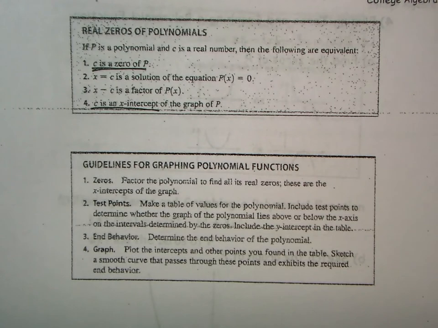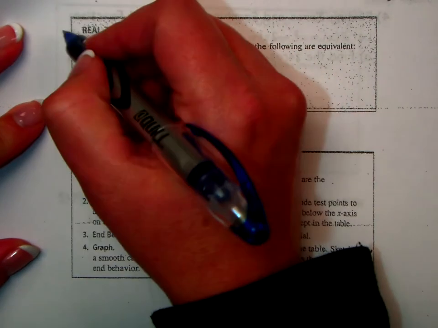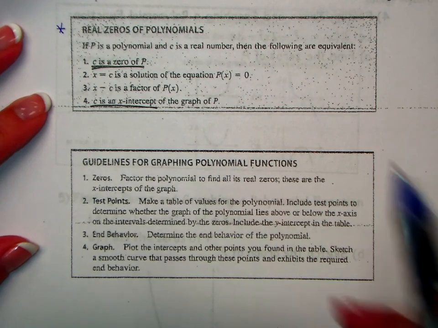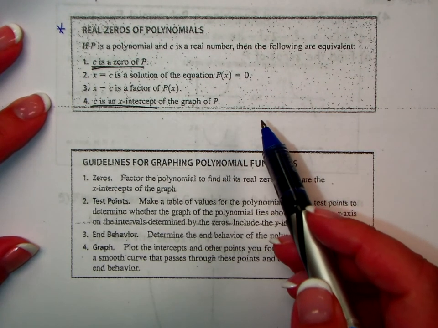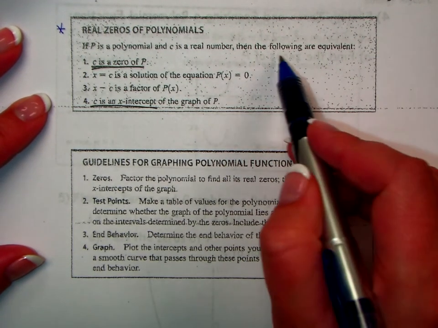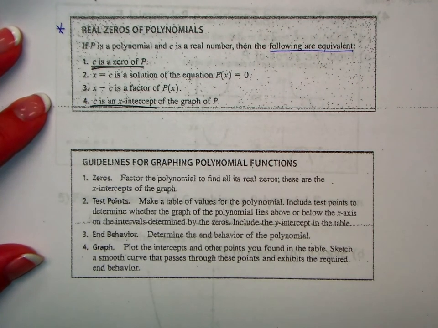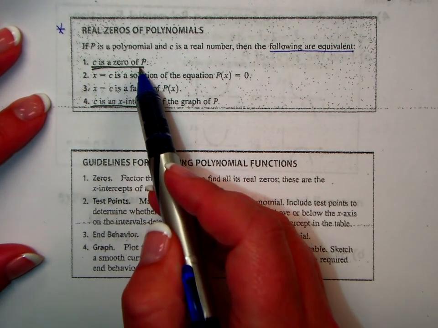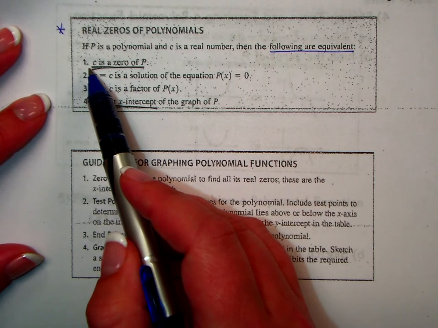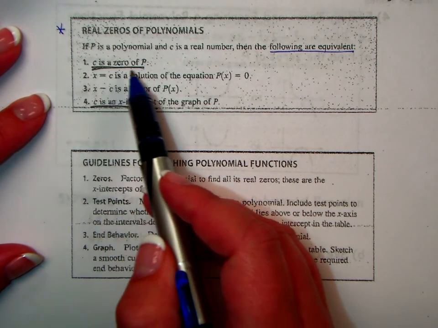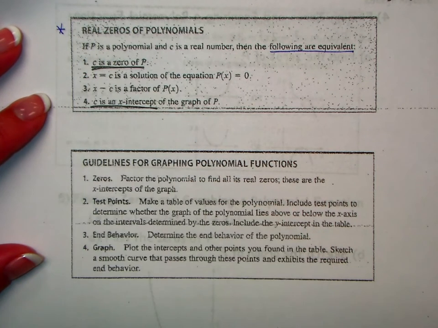But what I'd like to do is really talk about a couple things here. Okay, first is this box is super important, right? The real zeros of polynomials. These are what I called the 4 equivalent statements. Okay, then the following are equivalent. Right, the first statement, C is a 0 of P. Okay, C is a 0 of the polynomial. Now that might not be something you recognize the terminology yet, but you will.